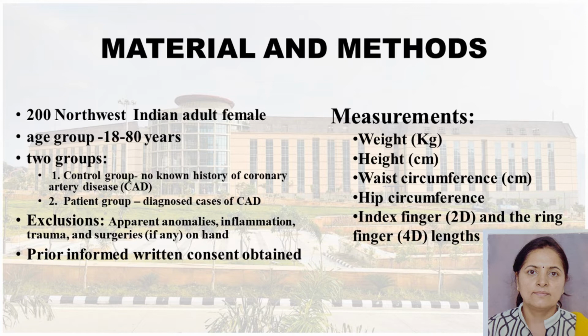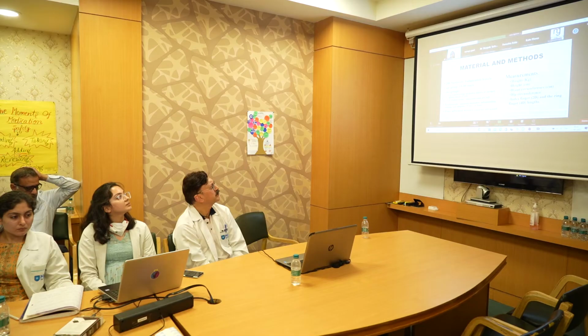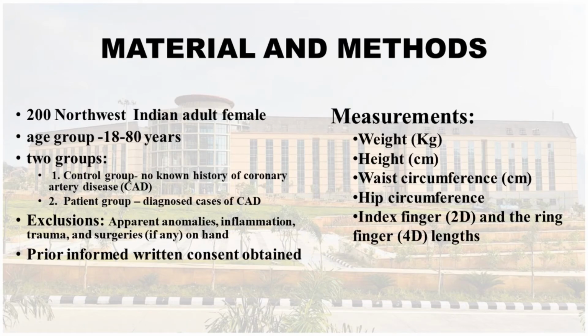Any subjects with any anomalies or surgeries of the hand were excluded from the study, and prior written consent was taken from the subjects to conduct the study. Then weight, height, waist circumference, hip circumference, index finger and ring finger lengths were measured so as to calculate body mass index, waist height ratio, and second and fourth digit ratio.